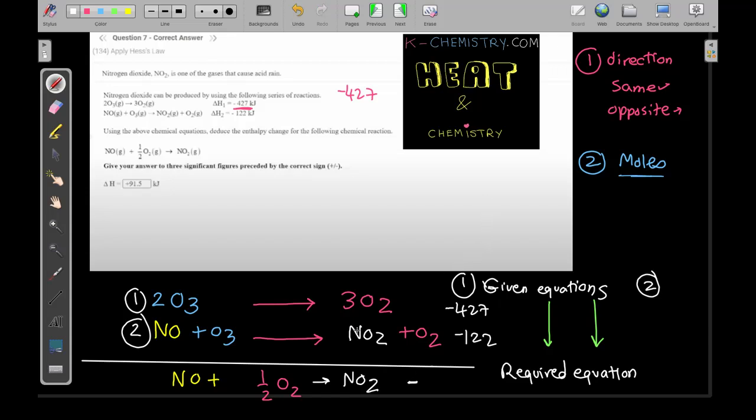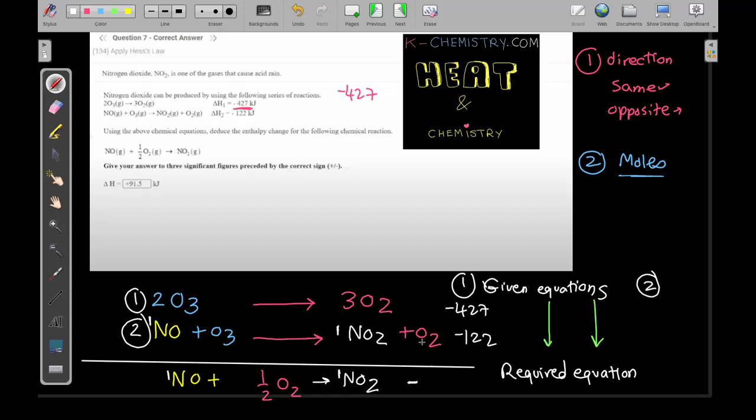And on the other side, look at the other one. This is NO here, and the second equation is negative 122. So don't do anything with the sign. Keep it negative 122. What about the number of moles? The number of moles here is 1 and here is 1. You can see 1 mole here and 1 mole here. I can see oxygen is a little bit different, but I will come to that, and NO2 and NO2.